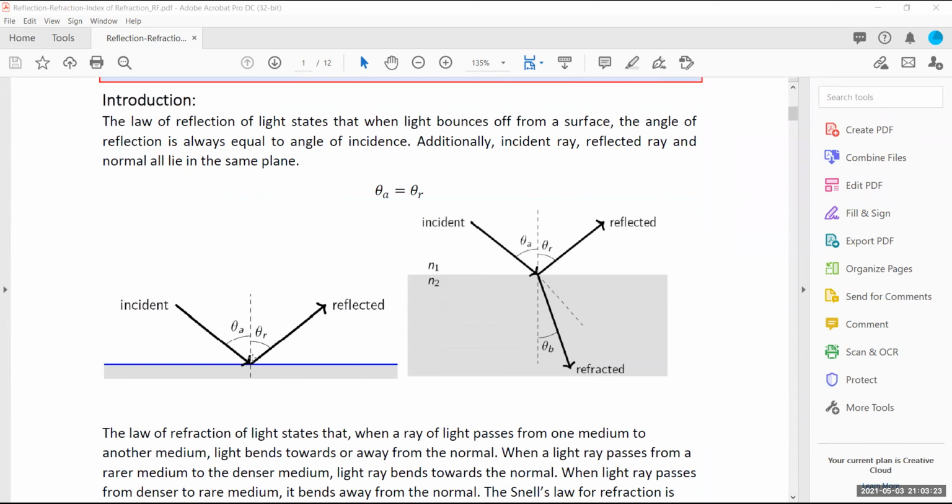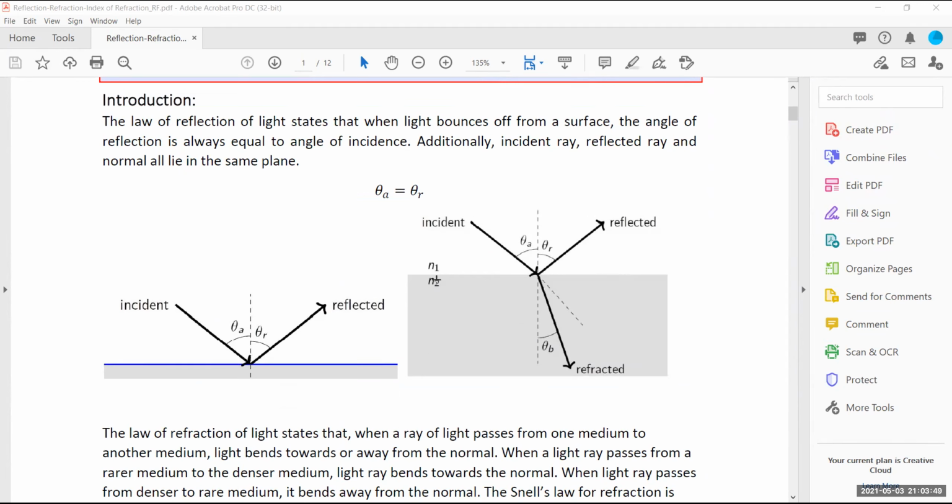The first one is the law of reflection: the angle of incidence is equal to the angle of reflection, theta A and theta R. I'm sticking to the notation of the book, because the book has theta A for the incidence, theta B for the refraction, and theta R for the reflection. You have two indices of refraction in here, N1 and N2. We're going to discuss also total reflection in this case. So this is the second Snell's law. This is the first one.